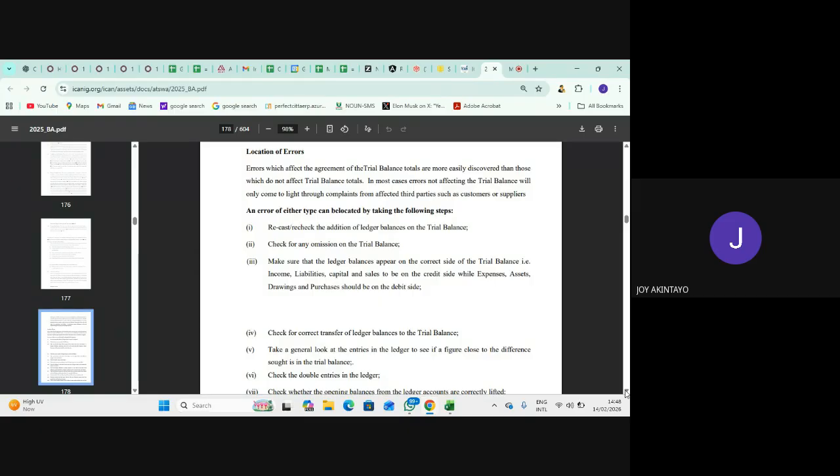Make sure that the ledger balances appear on the correct side of the trial balance. You look at the income, liabilities, and capital accounts with your sales accounts. They are actually on the credit side, while expenses and assets, drawings, purchases, they are to be on the what? On the debit side. Are we together?